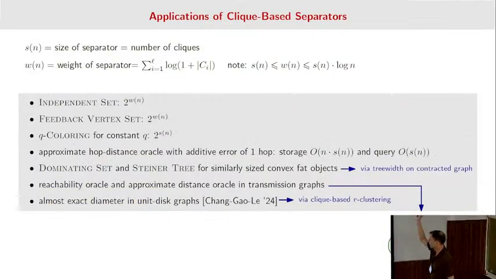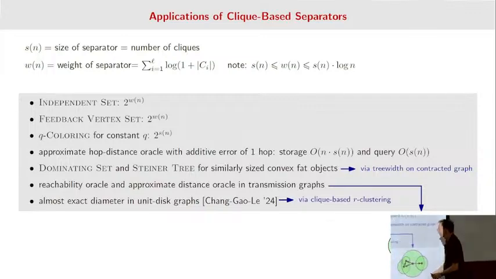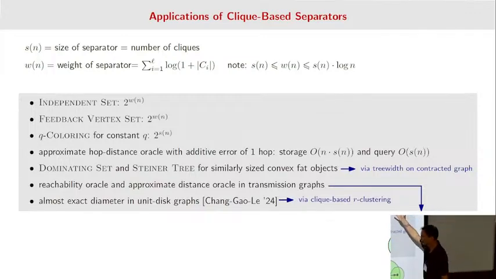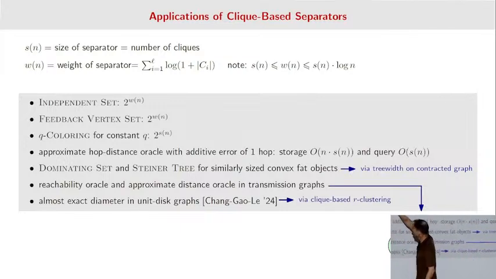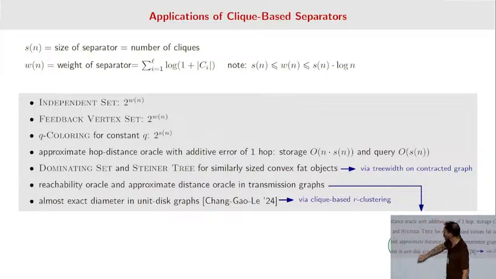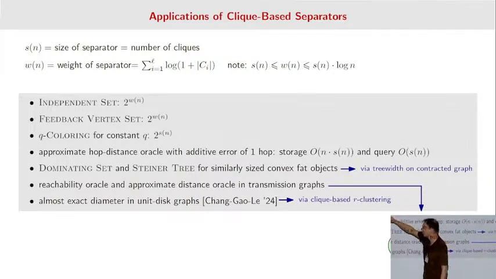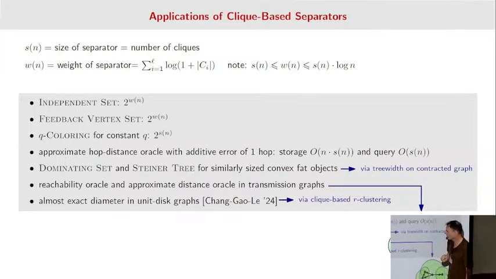Okay, there's a whole bunch of things you can do, and I should probably mention more work by other people. I'm bad at many things. One of them is that I don't read enough. So there's lots of results out there that I should read, but that I didn't read. But if you have a clique-based separator, you can immediately do independent sets in running time 2 to the weight of the separator. You can immediately do feedback vertex sets, same running time. You can immediately do coloring, and here it's 2 to the size instead of 2 to the weight. You immediately get this distance oracle.